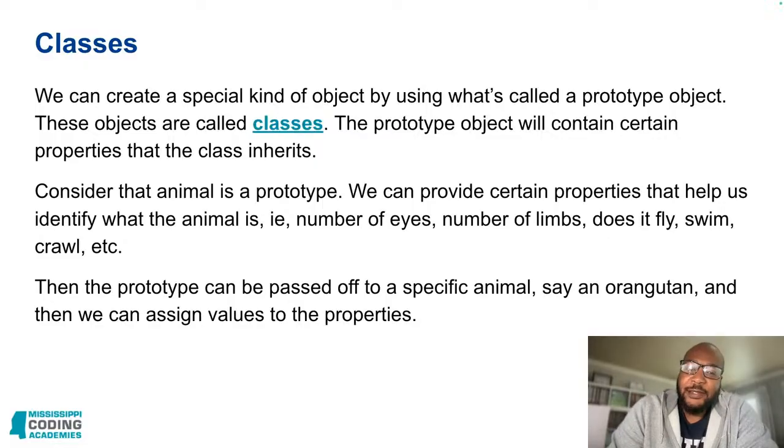Classes. We can create a special kind of object by using what is called a prototype object. These objects are called classes. The prototype object will contain certain properties that the class inherits. Consider the animal prototype. We can provide certain properties that help us identify what the animal is, i.e., number of eyes, number of limbs, does it fly, swim, crawl, etc. Then the prototype can be passed off to a specific animal, say an orangutan, which is my spirit animal, and then we can assign values to the properties. So let's see what this looks like.